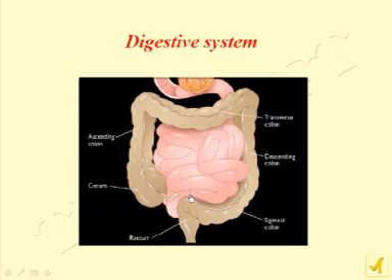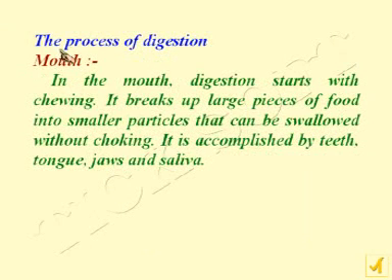So this is the process of the digestive system. The digestive system starts from the mouth to the anus, that means mouth to rectum. First we saw the digestive system, and now we see the process of digestion, how the digestion process is carried out in our body.